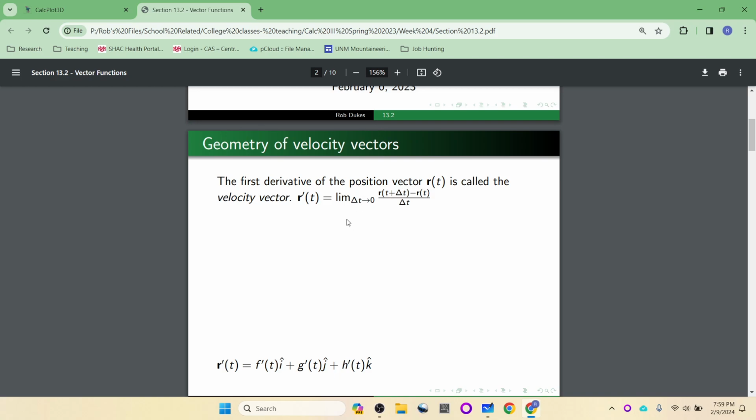The limit, in Calc 1 they used h. I don't want to use h because it's taken later. So we'll just say the limit as delta t goes to 0 of r of t plus delta t minus r of t, over delta t.